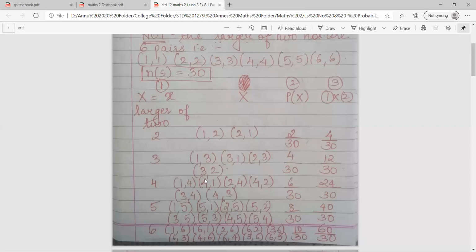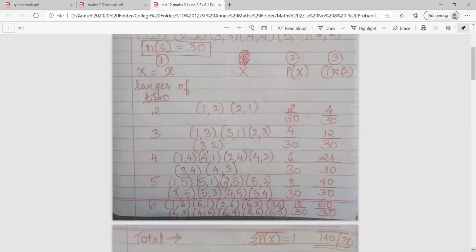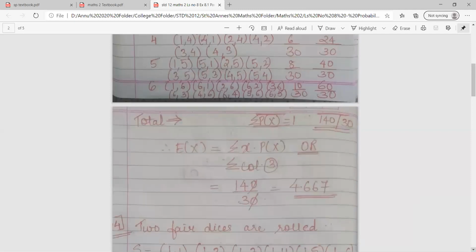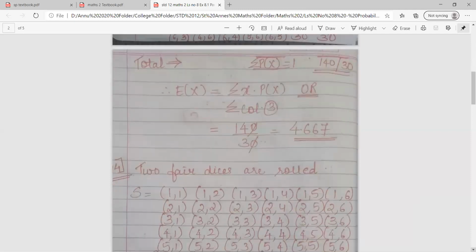Now column number 3 is column 1 into column 2. So you'll be multiplying the value of X with the probability of X. So 2 2s are 4 by 30, 3 4s are 12 by 30, 4 6s are 24 by 30, 5 8s are 40 by 30 and 6 10s are 60 by 30. After this, as you all know, we need the last one, that is the summation of X into P of X. So this is the formula. E of X, that is the expected value of X, is summation X into P of X, or in simple terms you can write the summation of column number 3.